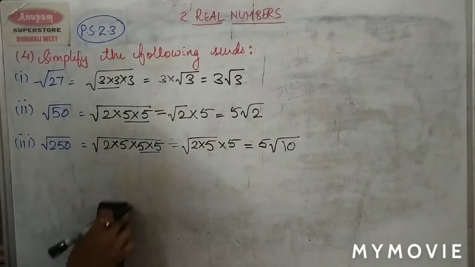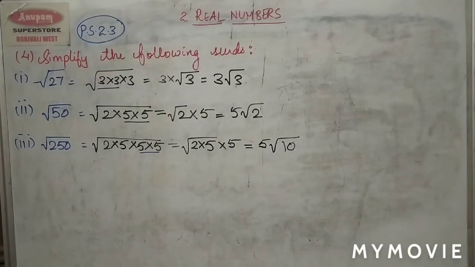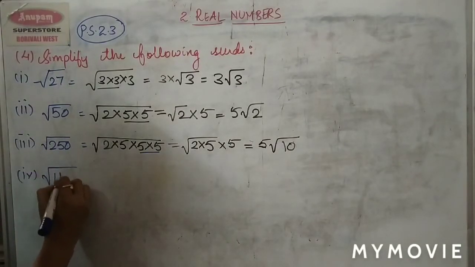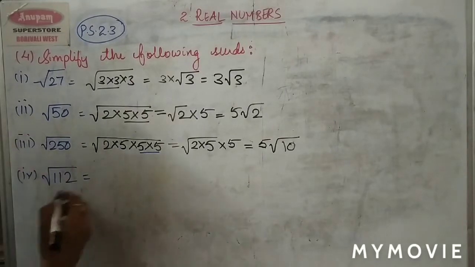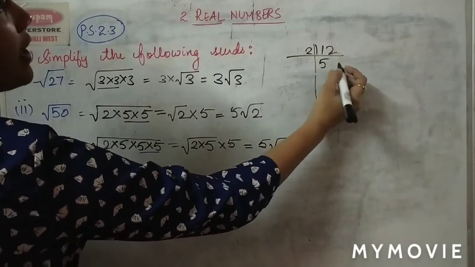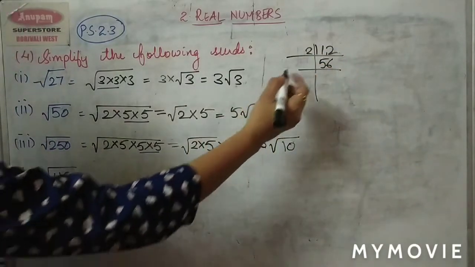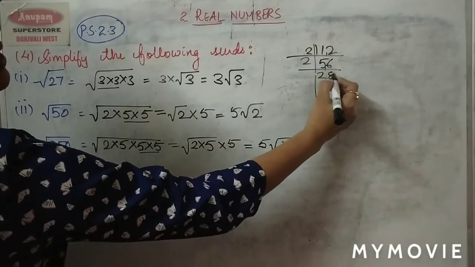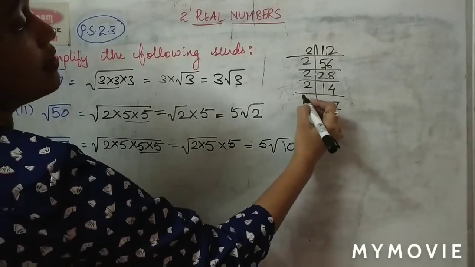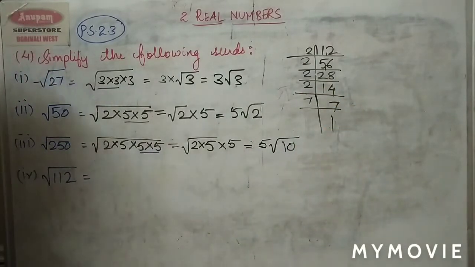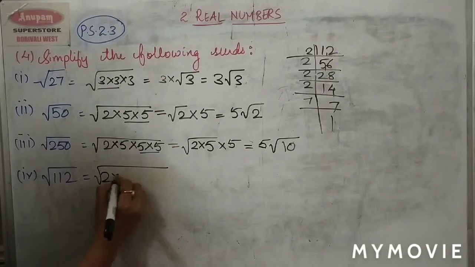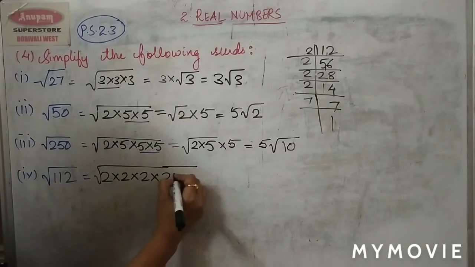Next question. Square root of 112. Square root of 112. So I'll factorize this. 112. 2 5s are 10. Remainder 1. 2 6s are 12. 2 2s are 4. 2 8s are 16. 2 1s are 2. 2 4s are 8. 2 7s are 14 and 7 ones are 7. So these are the numbers that we get, which we'll write down under the root sign. There are 4 2's there, 2 into 2 into 2 into 2, and there is 1 7.